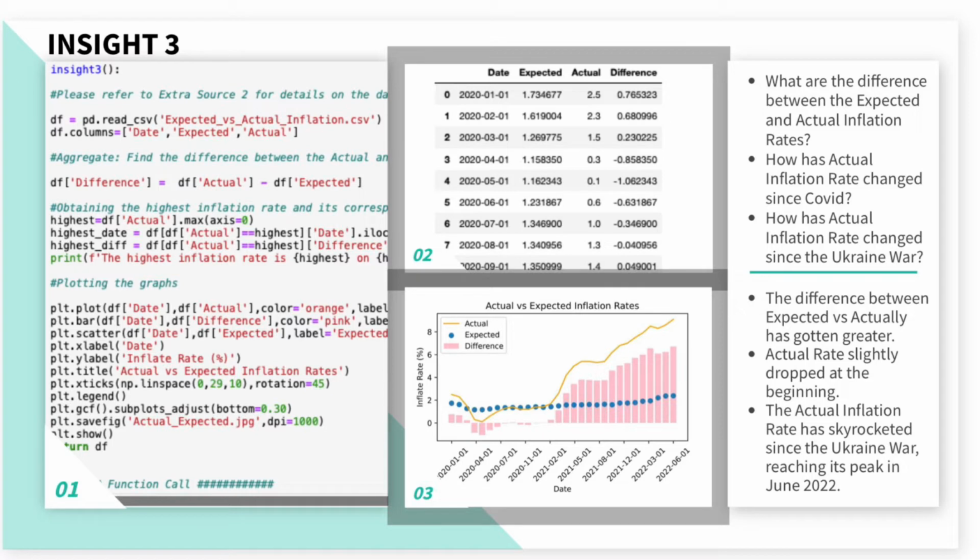And with the expected and actual columns side by side, we vectorize the two columns to find the difference between the expected and actual. And we also used masking and indexing to find the highest inflation rate and its corresponding date, which happens to be the newly released data, 9.1% for June 2022.